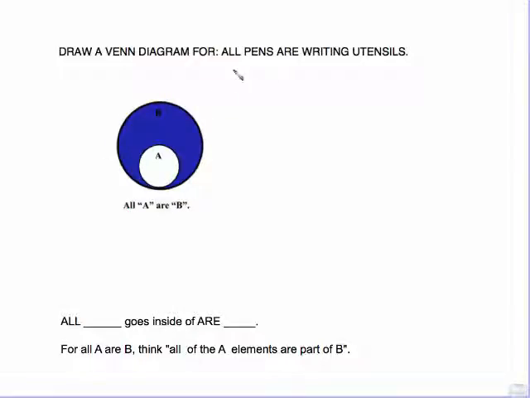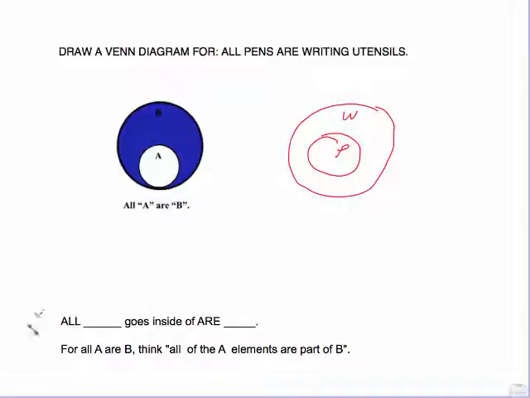We want to write a diagram for all pens are writing utensils. So here's my pens located within the writing utensils. So you do want to label these as you draw them. You know, abbreviation is fine. You don't necessarily have to write out all the words. So this is all pens are writing utensils.